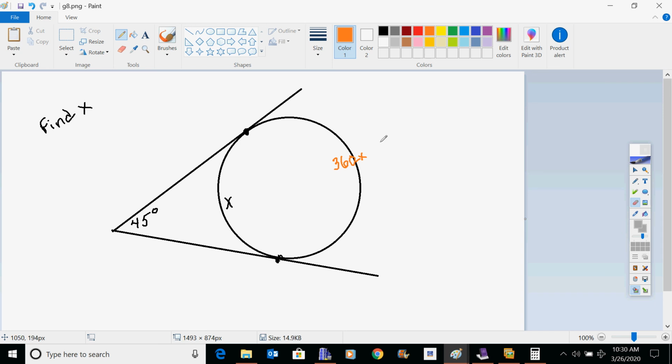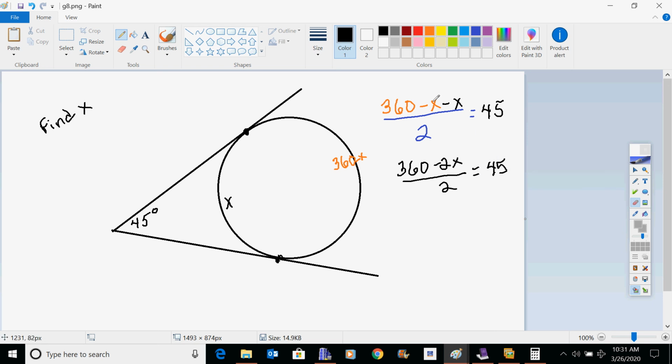So when you're doing subtract and divide by 2, 360 minus x, then another minus x. 360 minus x is the big arc, minus the small arc, divided by 2. Equals that 45. Now, in order to finish this off, 360 minus 2x divided by 2 equals 45.